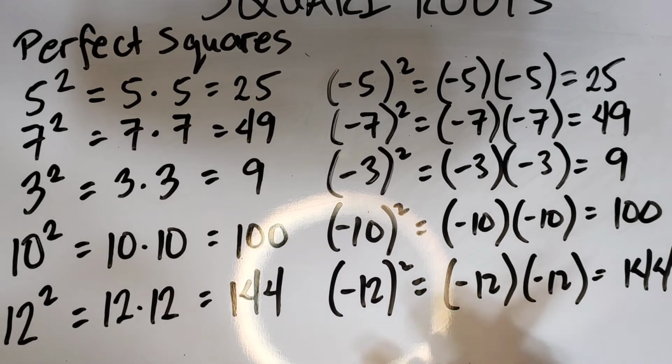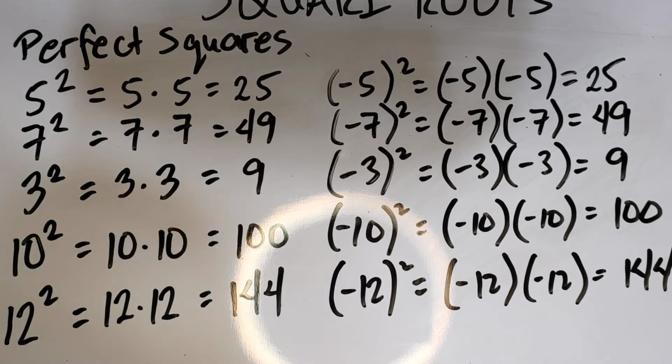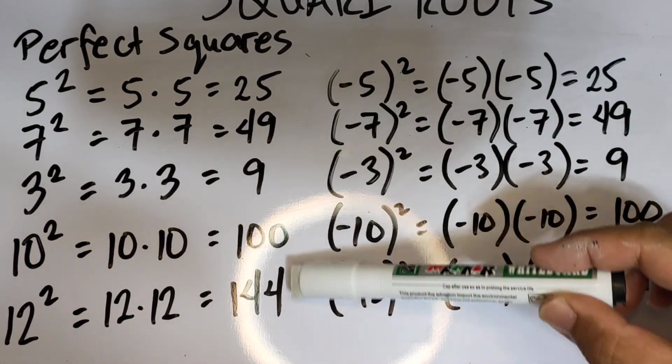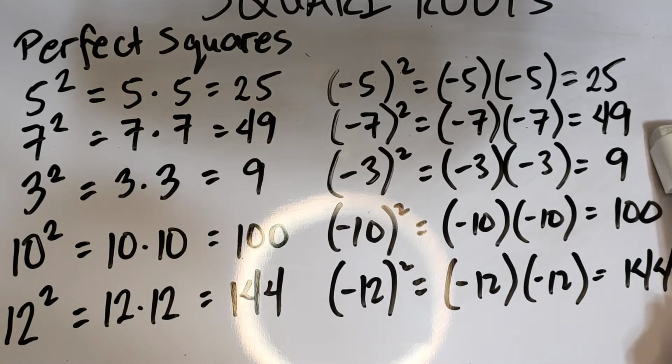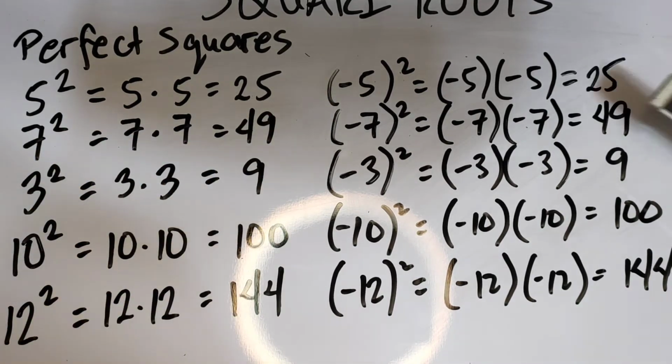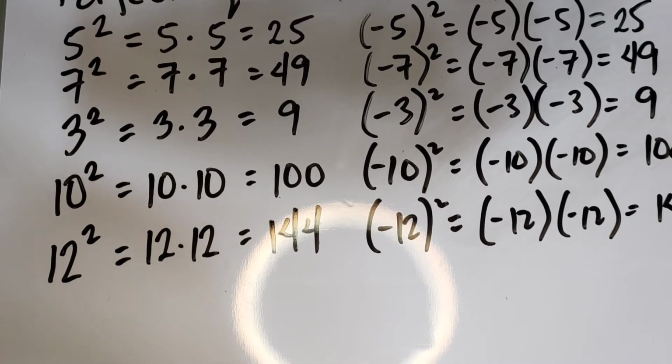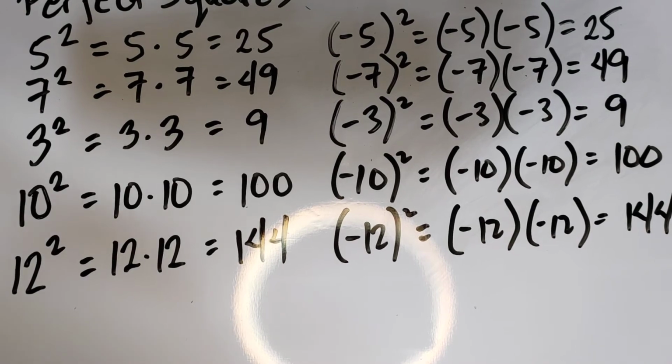Okay? So, makikita nyo, pareho yung ating mga perfect squares. Okay, positive 25, positive 49, positive 9, positive 100, positive 144. Pero dito, yung ating mga numbers ay positive lahat, dito negative. Pero ang kanilang perfect square ay pare-pareho lang. Pare-pareho ang positive. Okay? Ibig sabihin nun, ang square root ng mga perfect squares ay 2.